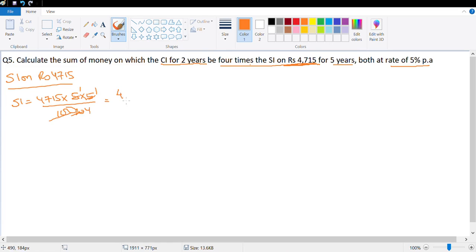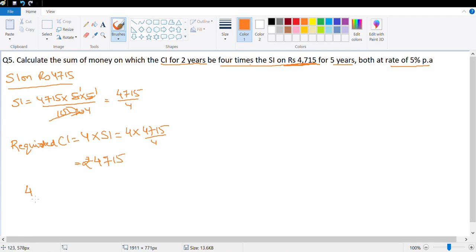That's 4715 upon 4. Now we say the compound interest is 4 times this money. So required compound interest is equal to 4 into simple interest, which means 4 into 4715 upon 4, which means the required compound interest is 4715. We need to calculate the principal. Perfect.